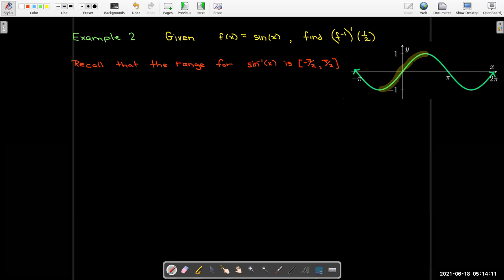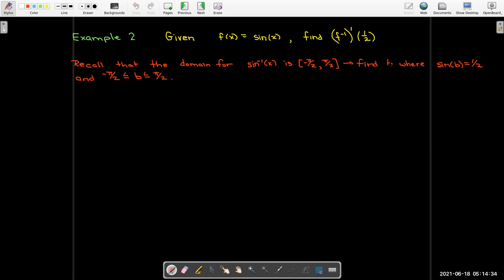So this highlighted portion, the whole function sine of x, is definitely not a one-to-one function. But if I restrict the domain to be from negative pi over 2 to pi over 2, that portion of the sine function represents a one-to-one function. That's important to be able to answer this question, because what I'm looking for is a number b where the sine of b equals 1/2, and b has to be between negative pi over 2 and pi over 2. Let me make my correction, change domain to range.